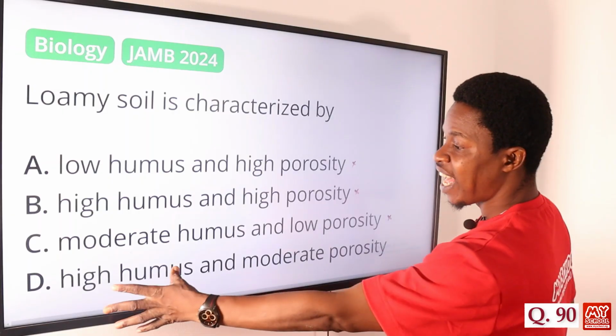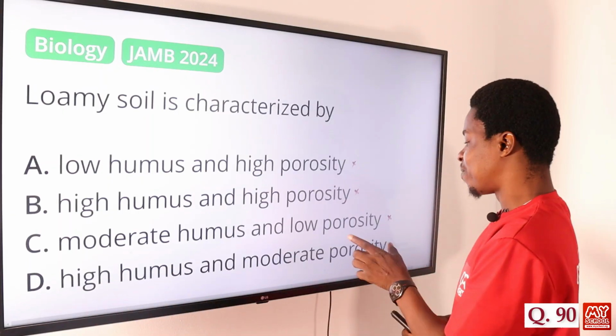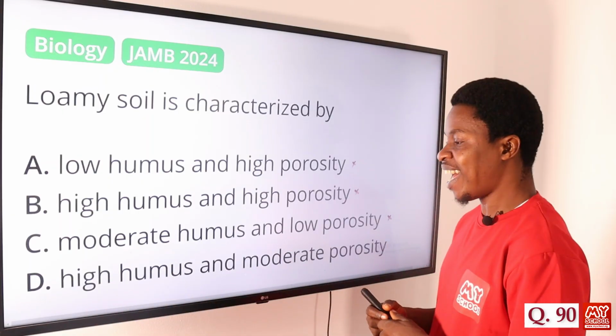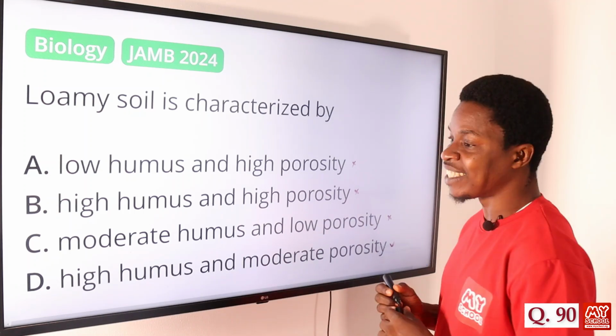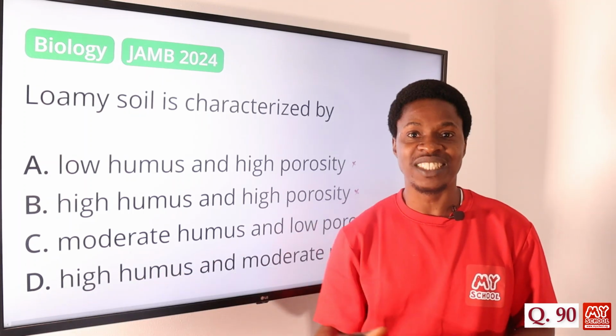Option D says high humus and moderate porosity. Yes, high humus and moderate porosity. So the correct answer here is option D.